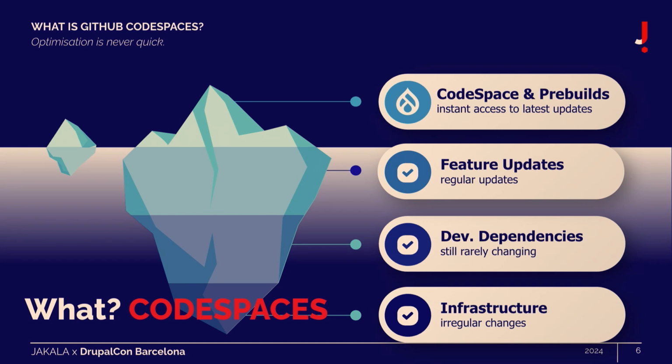That's how the whole thing looks. Imagine that iceberg is like our whole workflow. We have some infrastructure changes that rarely happen, and then we have dev dependencies. Those dependencies and packages, they might change here and there, and then we have feature updates that are happening really often. And then at the top we have the code space and its pre-builds.